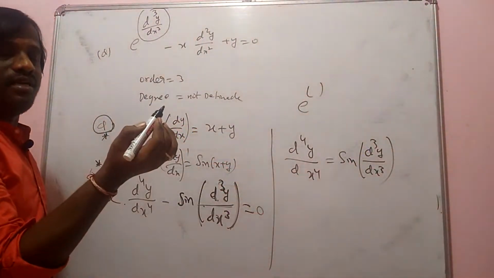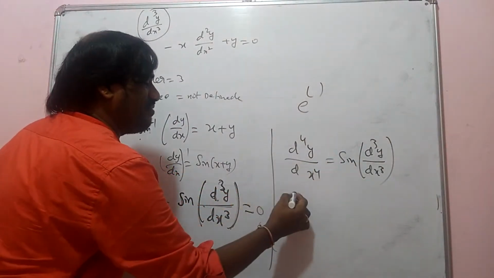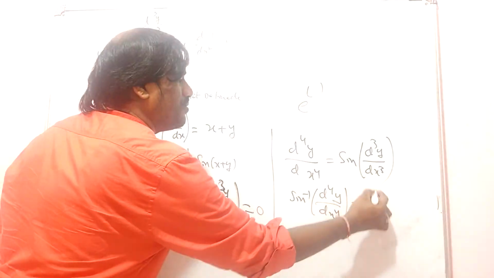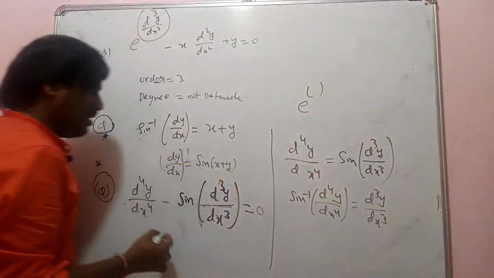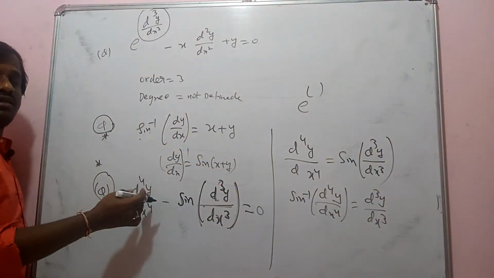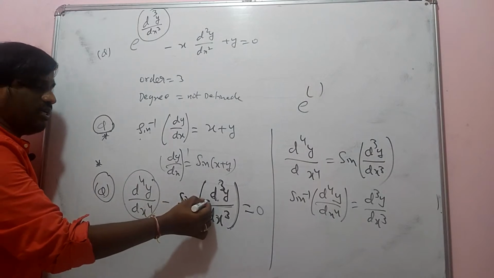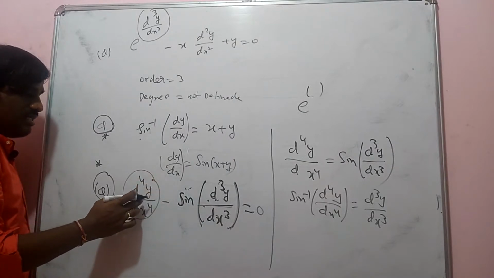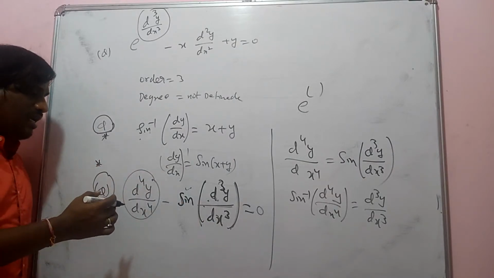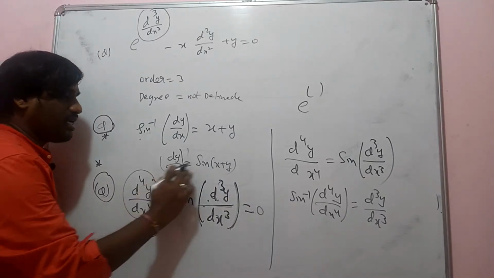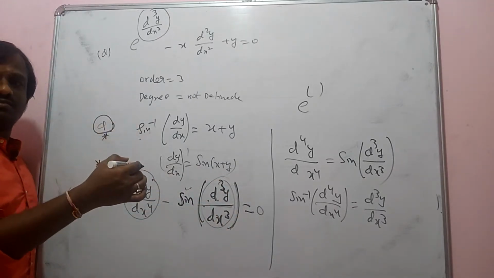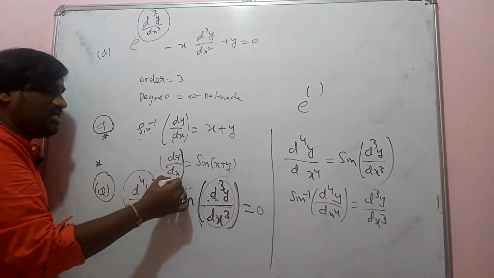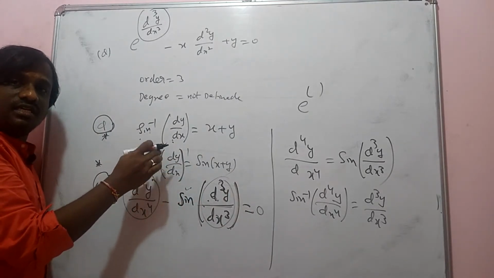Now tell me, if I send sine this side, the sine will become sine inverse of d power 4 by dx power 4. I cannot separate, no. I am not able to separate. This picture, this fellow coming in the middle, is not able to separate because these two cannot be made separate, and we cannot make this the subject there. Here it is possible. I sent this side, and this dy by dx, this differential coefficient, is separated.